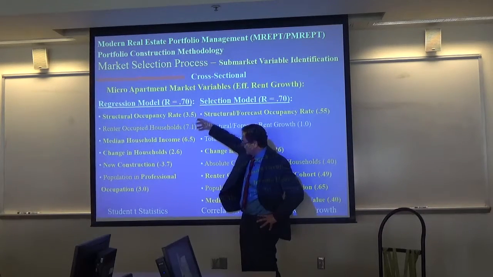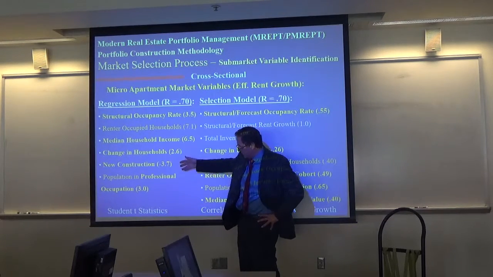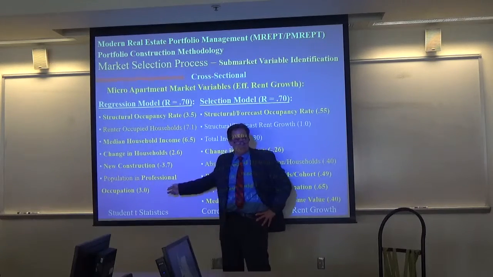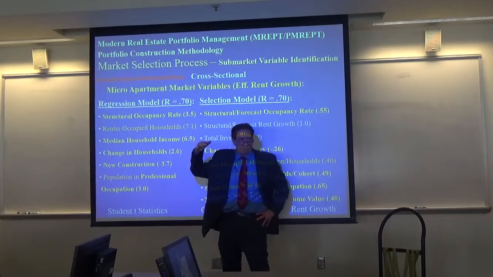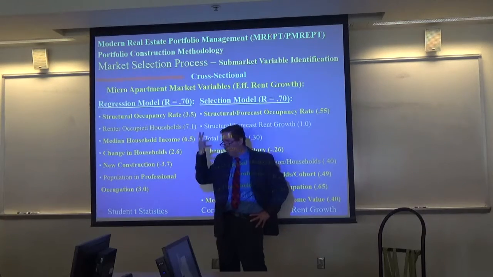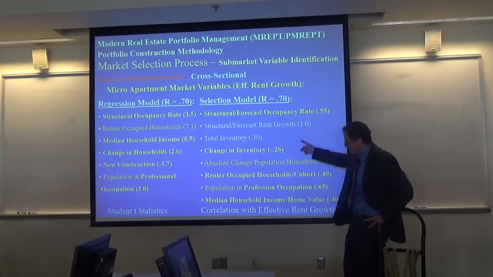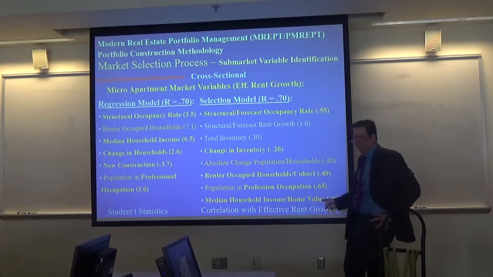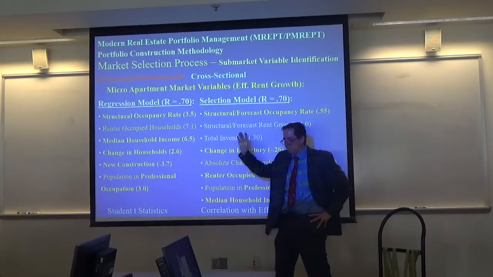So occupancy, structural occupancy rates, renter-occupied households, incomes, change in households, new construction, population, and professional occupations. So high home prices, high executive occupations, that's where you want to be building, because people can have more money to pay more rent. Okay? And then over here, structural forecast occupancy rates, inventory, population, households, occupied households, populations of occupations, and median household incomes and home values. So as you can see, there's some correlation between the two different approaches.